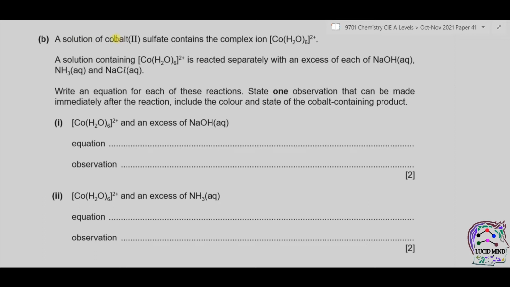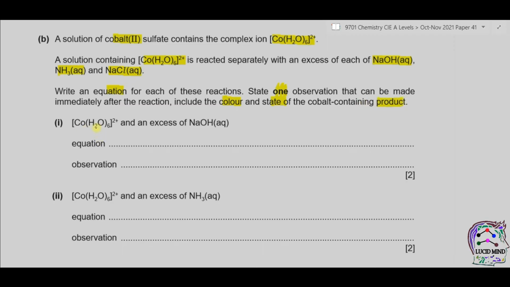Part B, a solution of cobalt 2 sulfate contains the complex ion. This is the complex ion. A solution containing [Co(H2O)6]2+ is reacted separately with an excess each of sodium hydroxide aqueous, ammonia aqueous, and sodium chloride aqueous. Write an equation for each of these reactions. State one observation that can be made immediately after the reaction. Include the color and state of the cobalt containing product.